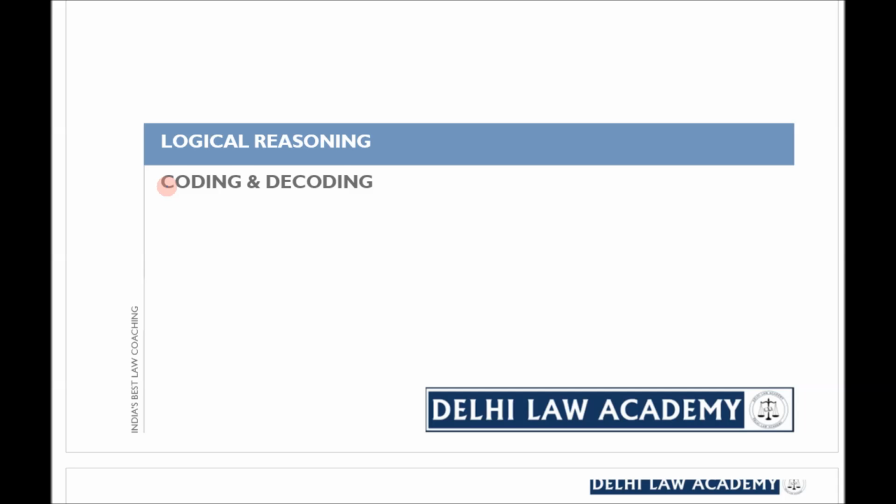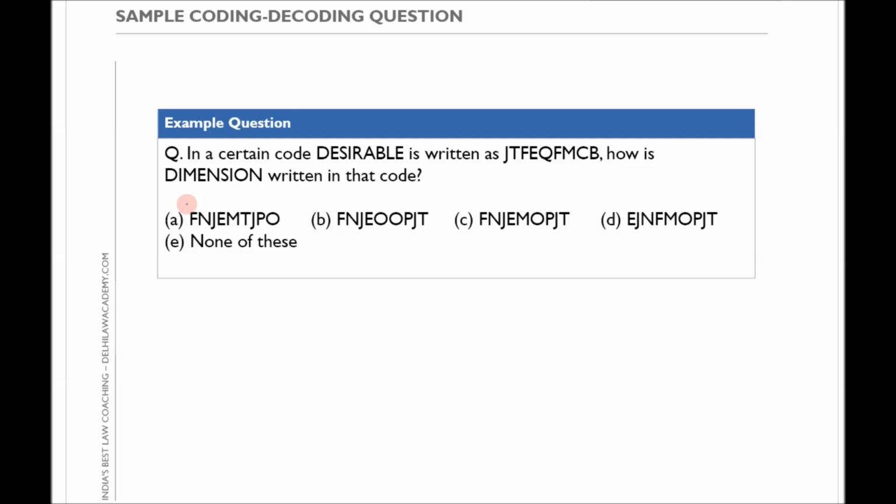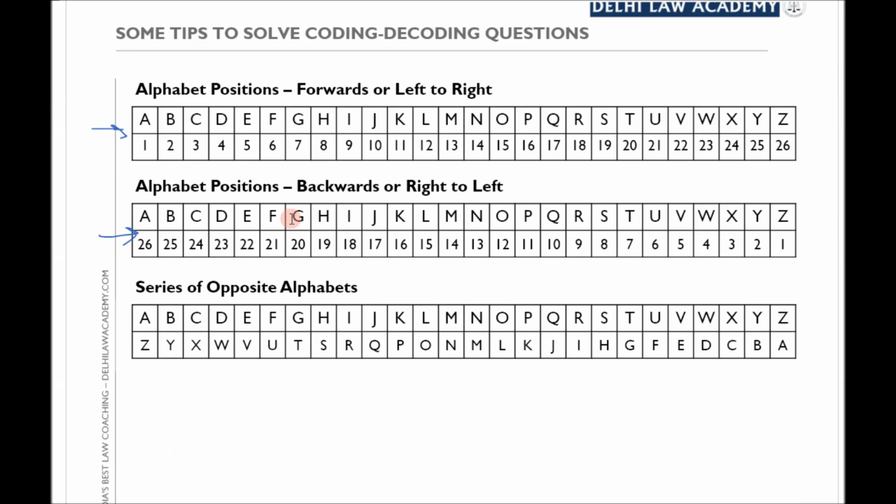So what is a coding decoding question? Let's look at a sample here. This is only one of several types, but as an illustration, let's go through this. It says, in a certain code, desirable is written as this string of characters. How is dimension written in this code? This is a typical question. We'll come to how to solve this in just a moment. We'll also look at several other types of questions, but before we get there, let's go over some basics.